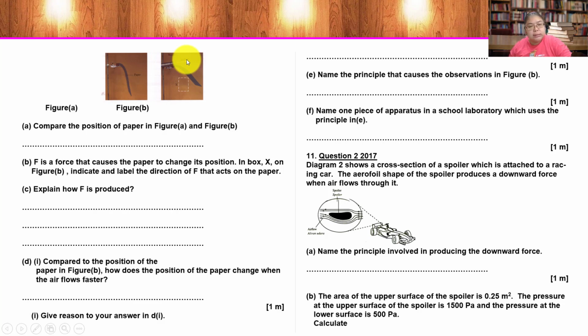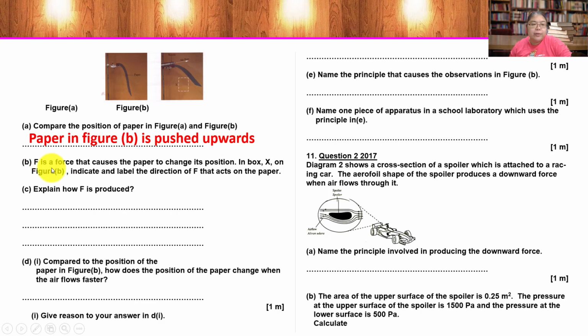So you need to understand the air coming out from the nozzle means the air moves faster. The nozzle, you know, the hole is very small. When the gas comes out, the air in the upper part moves fast. In the lower part, the air is normal. So now we need to compare the position. In figure B, the paper lifts up. This one is down, right? Now it lifts up. So I just answer, paper in figure B is pushed upwards.